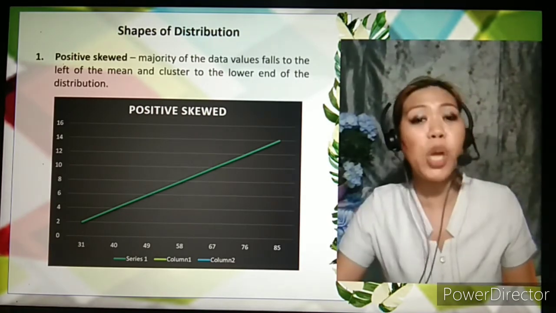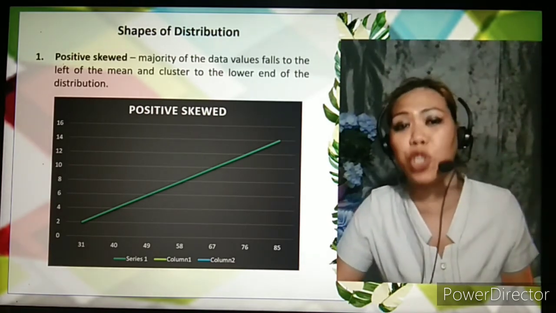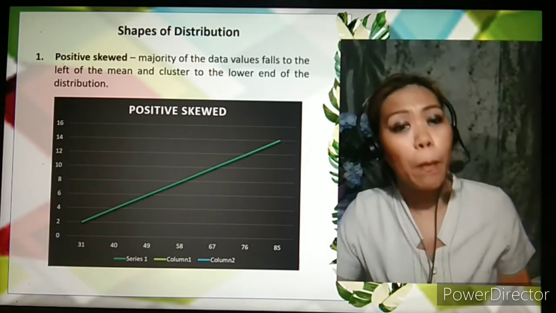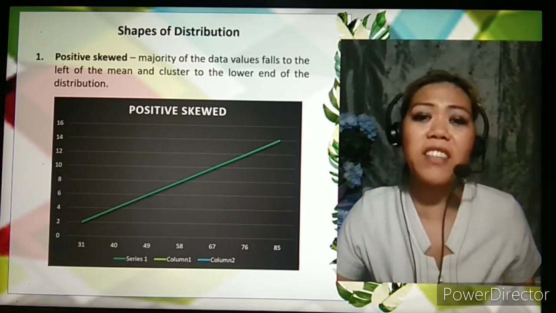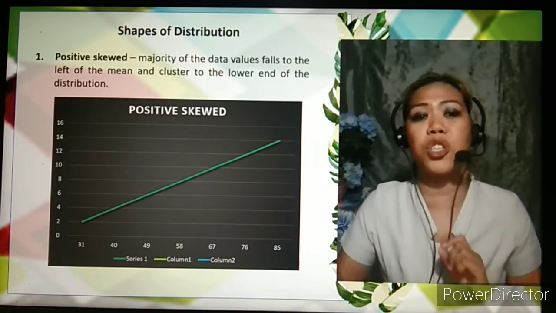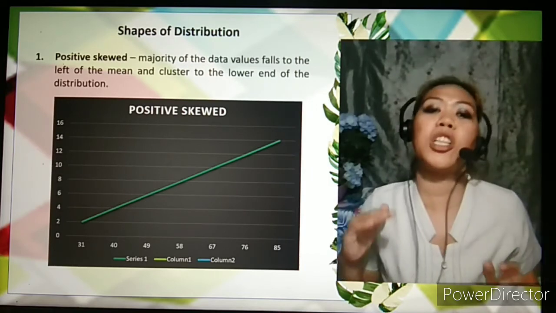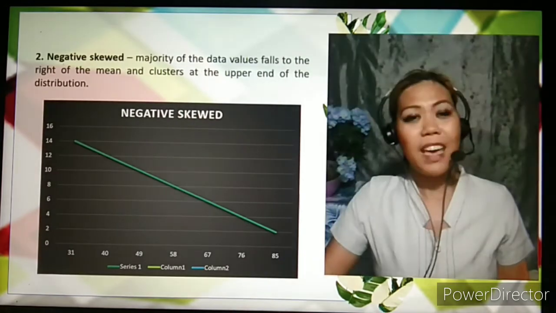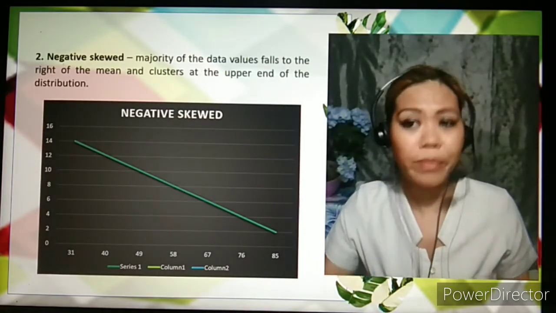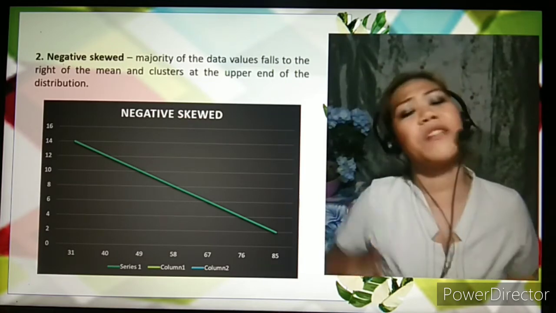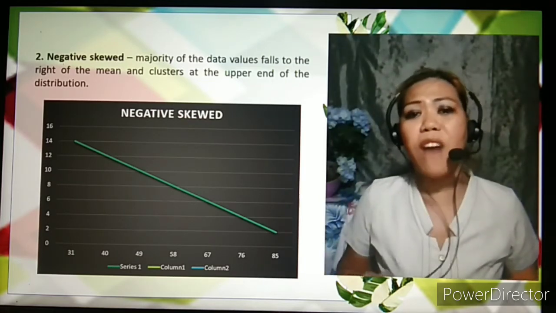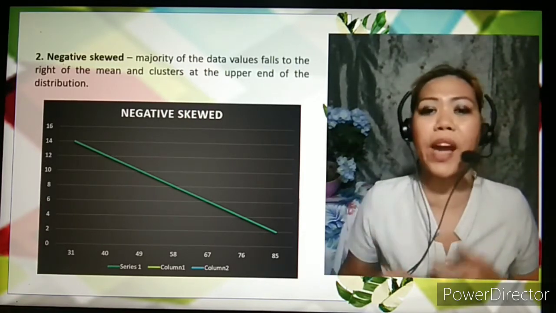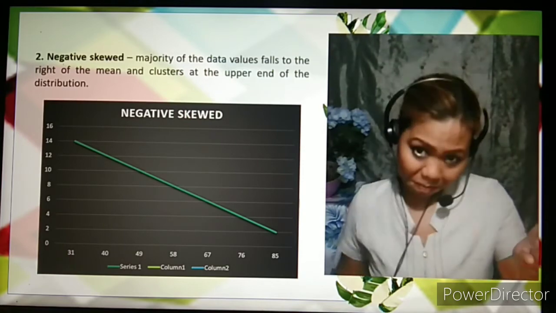Now, don't you know, guys, that there are 3 types of shapes of distribution? Number 1 is positively skewed. The majority of the data values fall to the left of the mean and cluster at the lower end of the distribution. Next is negatively skewed. It looks like that. In a negatively skewed distribution, the majority of the data values fall to the right and cluster at the upper end of the distribution, as you can see.